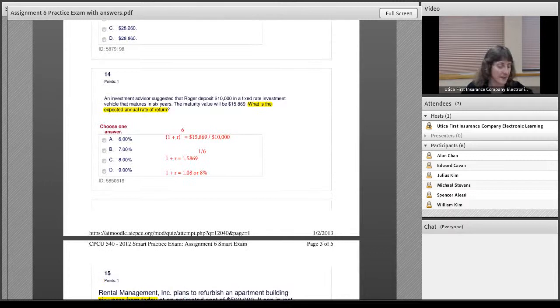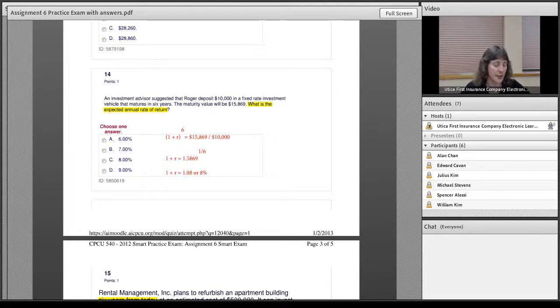14. An investment advisor suggests that Roger deposit $10,000 in a fixed-rate investment vehicle that matures in 6 years. The maturity value will be $15,869. What is the estimated annual rate of return? Remember when we had to come up with that formula? So we have 1 plus r to the 6th equals, fill in the blanks here. The future value is 15,869. The present value is 10,000. So you divide those out, and then we're going to raise the result to the 1/6th power. And that comes up with 1.08 or 8%.